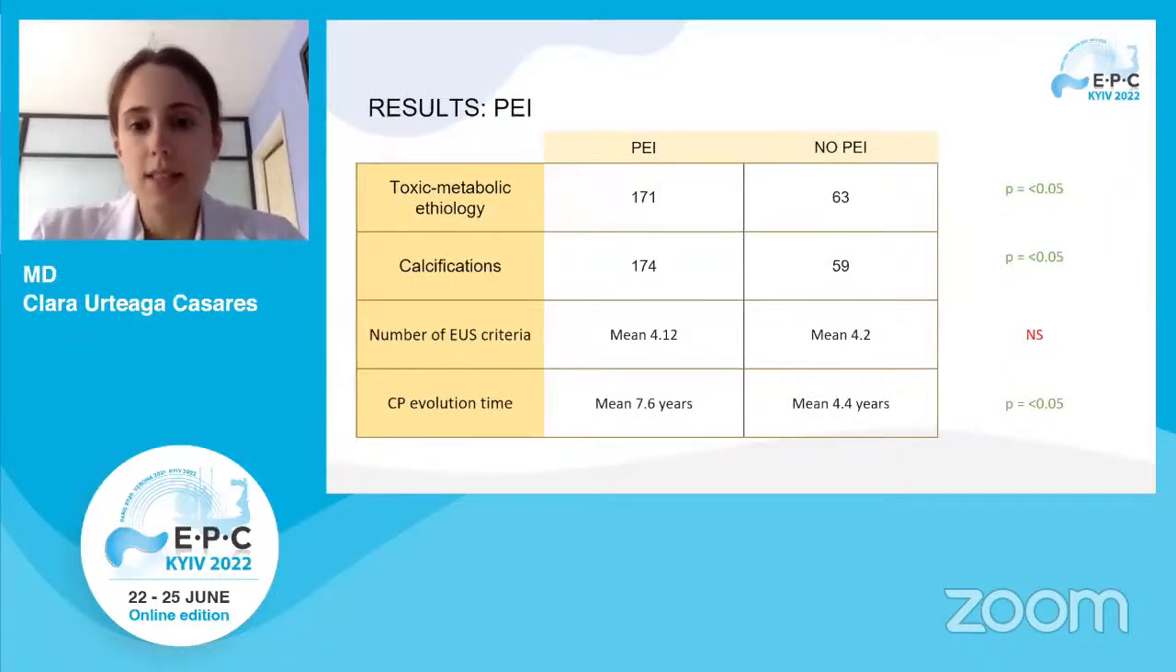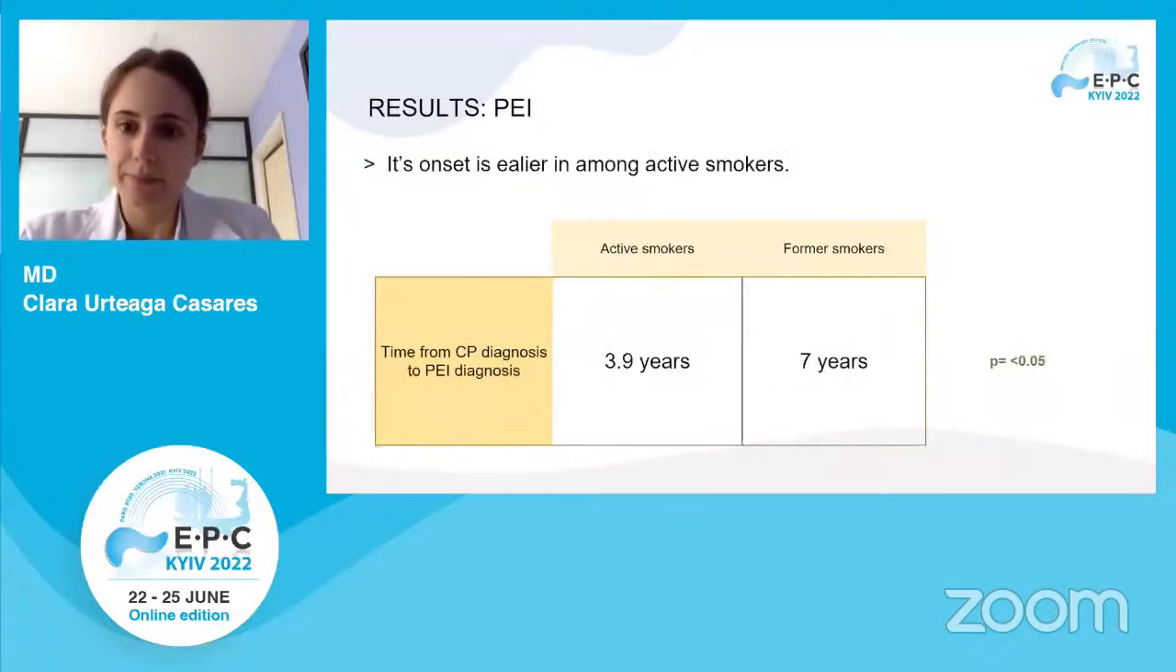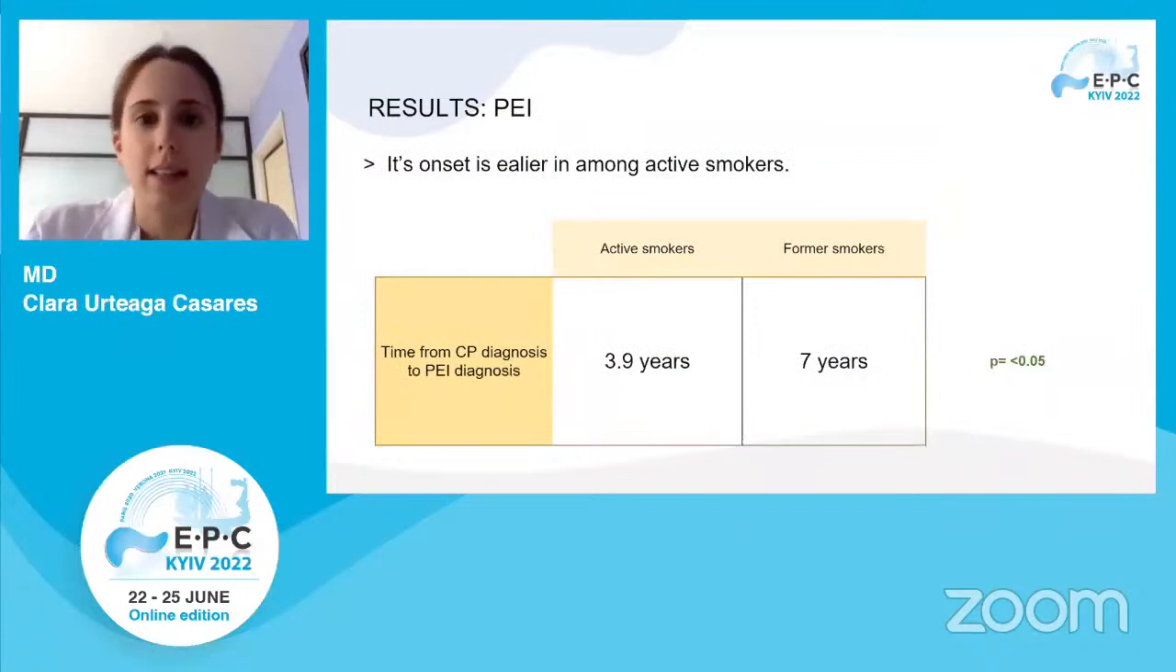It was 7.6 years for those patients diagnosed with PEI versus 4.4 years for those who did not. And not only did we find that there was a positive association between the toxic metabolic etiology and the presence of PEI, but we also saw that those patients who were active smokers developed PEI earlier than those who had quit smoking. It was 3.9 years for active smokers versus 7 years for former smokers.